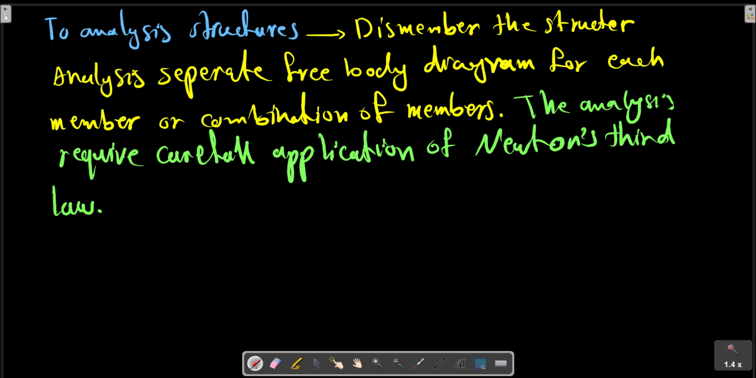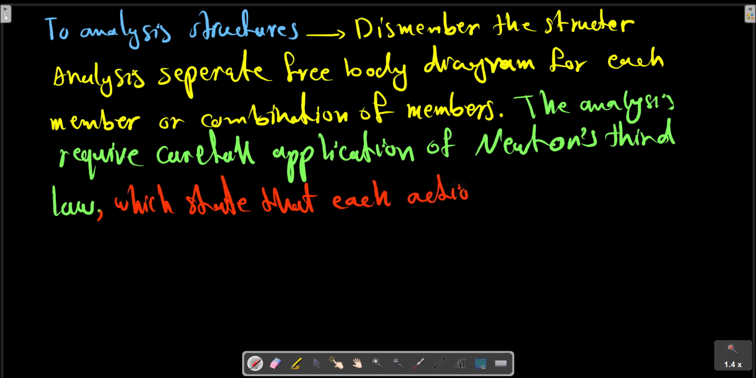Which states that each action is accompanied by an equal and opposite reaction.